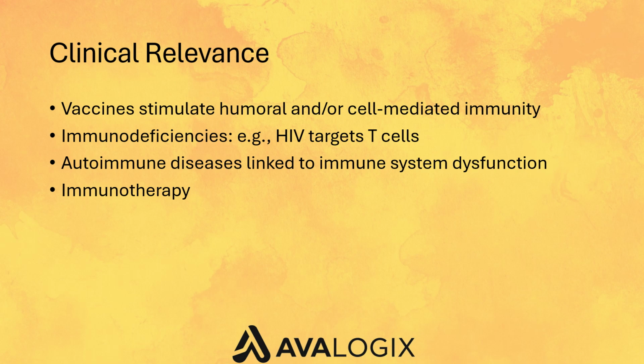Understanding humoral and cell-mediated immunity has profound clinical implications. Vaccines leverage these mechanisms. Some vaccines, like the tetanus toxoid, induce strong antibody responses, while others, like BCG for tuberculosis, primarily stimulate T-cell-mediated immunity. Modern vaccines aim to elicit both arms for optimal protection. Immunodeficiencies provide insight into immune function. HIV infects helper T cells, crippling cell-mediated immunity and leading to AIDS, characterized by susceptibility to opportunistic infections.